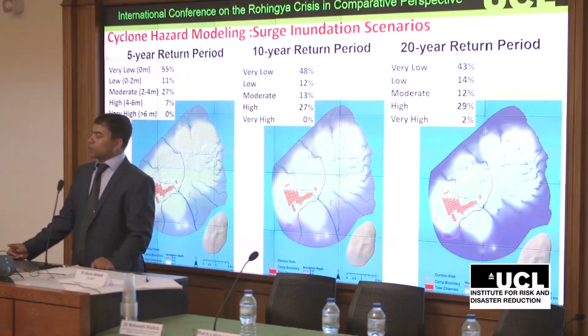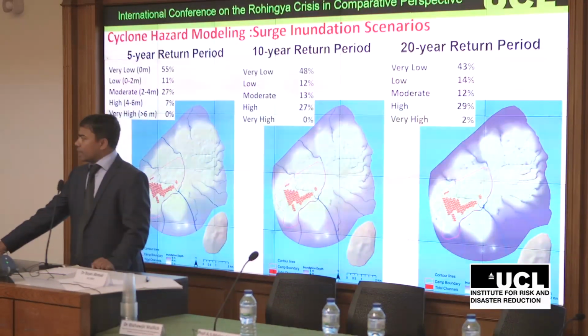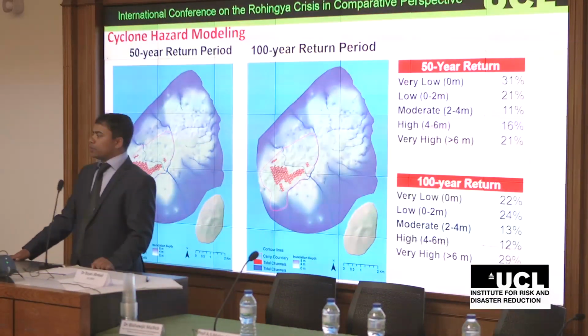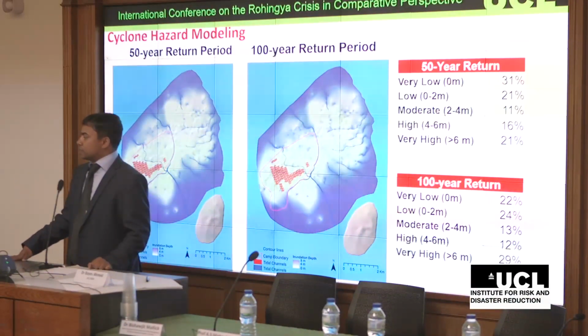You can see a 5-year return period cyclone has more than 6 meters surge height on this island. The high hazard area is almost 0%, and very high hazard is 7%. But if you go to the 20-year return period, you can see that the high and very high hazard is 30%. And what about the 50-year and 100-year return periods? In the 50-year and 100-year return periods, you can see that almost nearly half of the area is in a high hazard area.